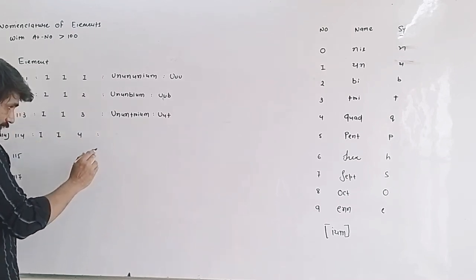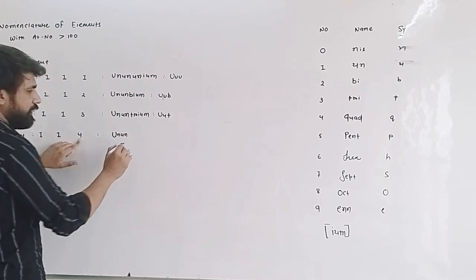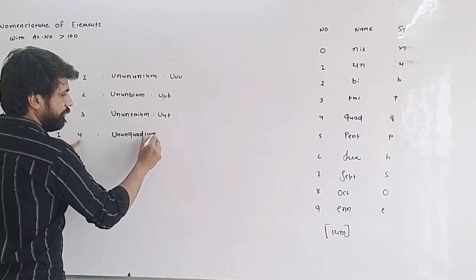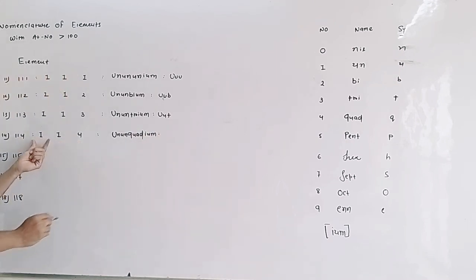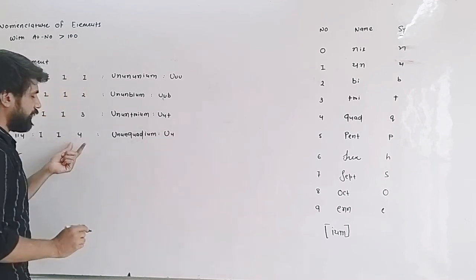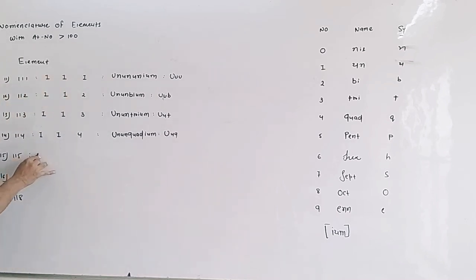Chalo, 114 means one, one, four means quad, and ium. What is the symbol for that? U means U, then 1 means again U, and 4 means Q. So it is Uuq. What is 115?